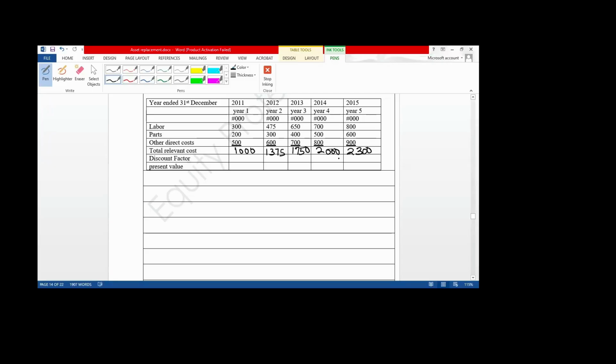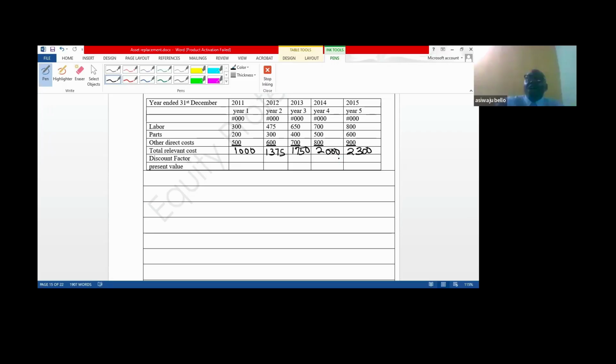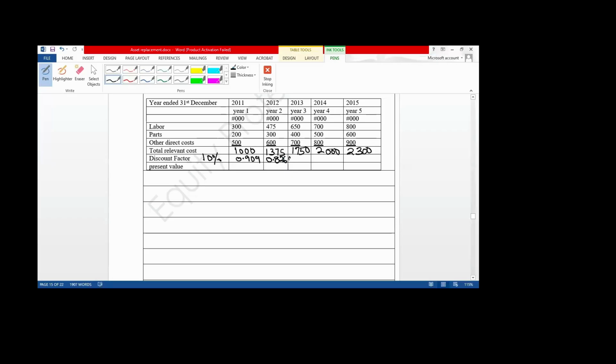This cost will happen at different times: year 1, year 2, year 3, year 4, year 5. Because cost of capital is involved, we need to bring this cost to their present value. The cost of capital is 10%. Our discount rate is 10%. For year 1, 10% will give you 0.909. Discount factor for year 2, 0.826. For year 3, 0.751. For year 4, 0.683. Year 5, 0.621.